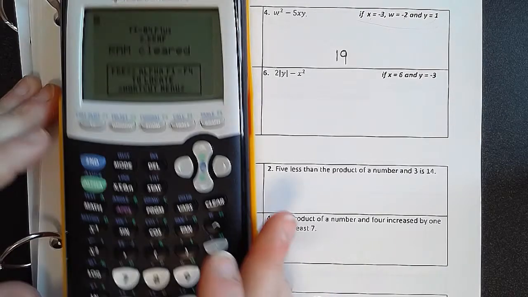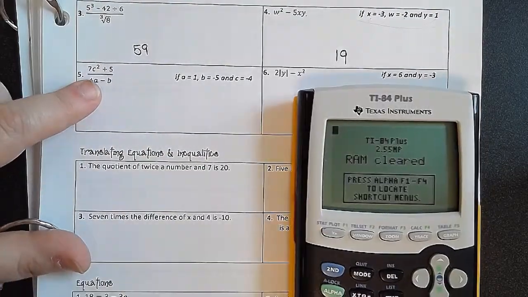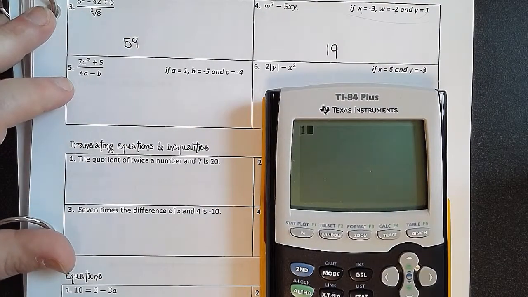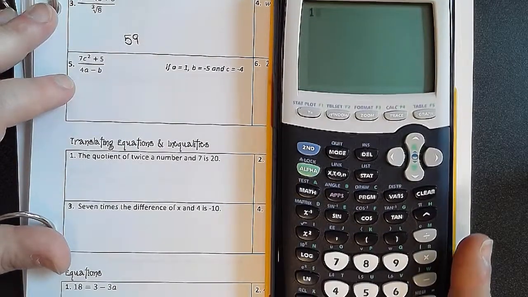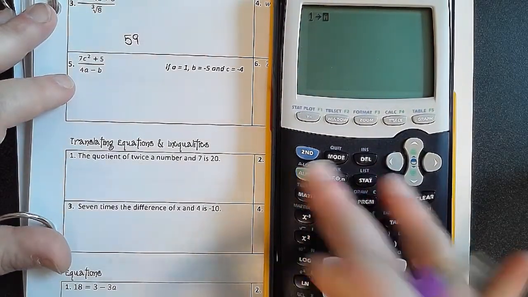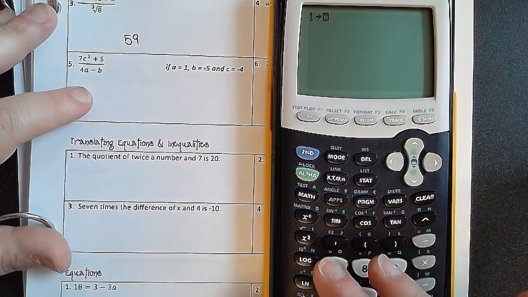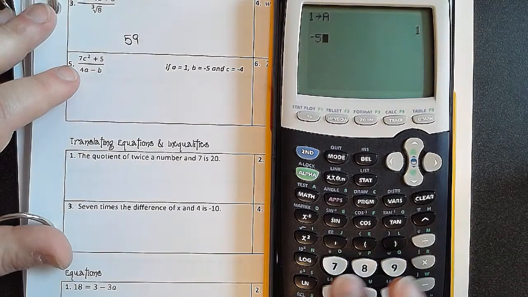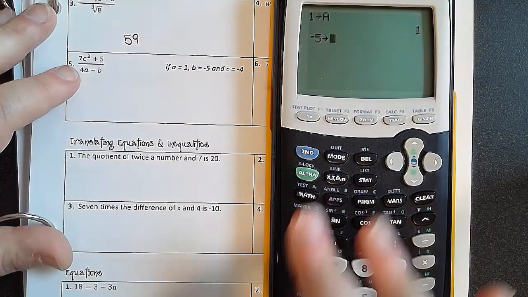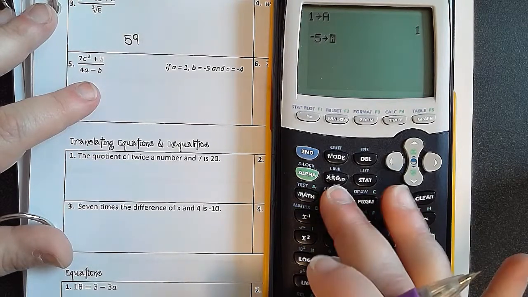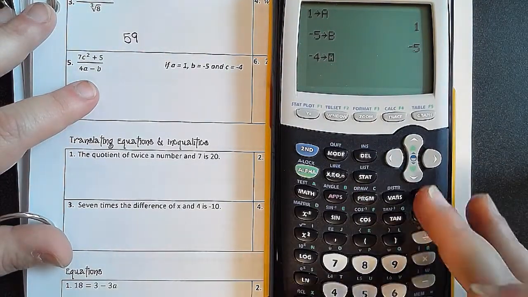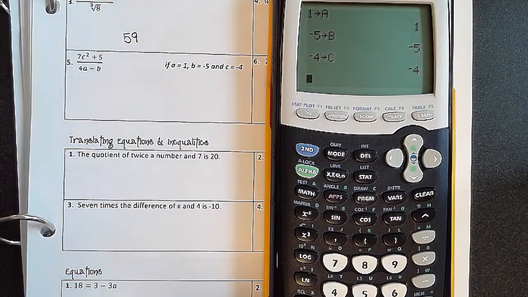All right, I want you to go ahead and try to do this one as well. So let's do this. I've got A is 1, so I'm going to press 1, and then I'm going to press the store key, and alpha A. So where's my A? A button has my math. Okay. Then I do -5. -5 store alpha B. And B is right here. It's my apps button. Okay. Then -4 store alpha C. Okay. So I've stored all those.